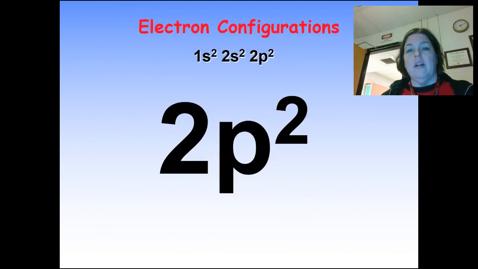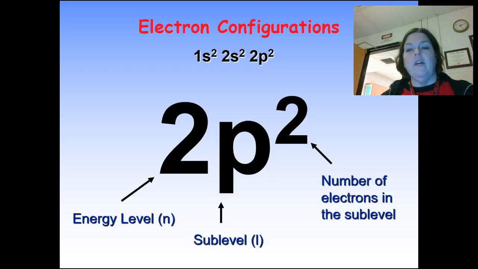So, I'm sorry, I was going to explain some more here really quickly. So the 2 is the energy level, the P is the sublevel, and this is the number of electrons. So we just talked about that just a second ago.